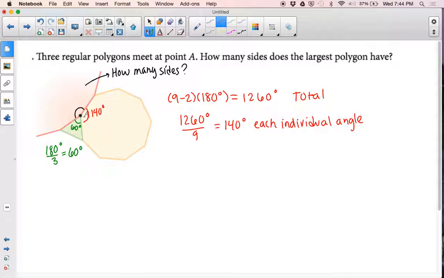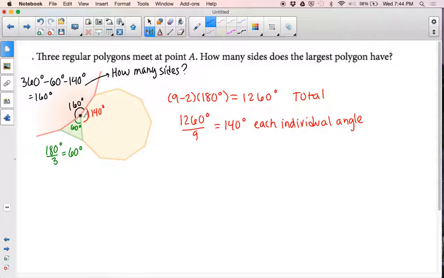Now if you notice, the red angle, the black angle, and the green angle all form a circle. So together, they add up to 360 degrees. So if I take 360 degrees and subtract 60 and subtract 140, then I get 160. And that gives me the measure of that black angle. So this is 160 degrees here.